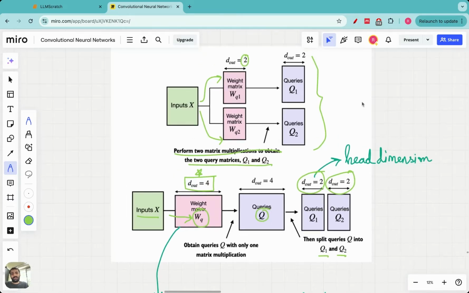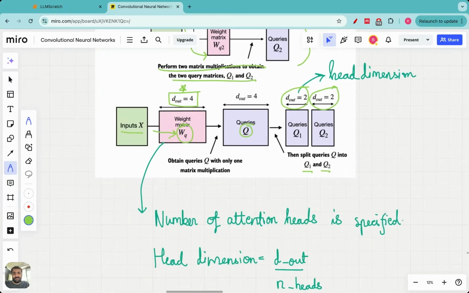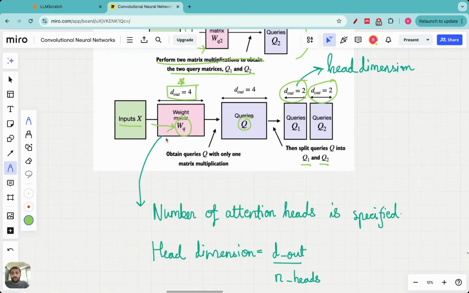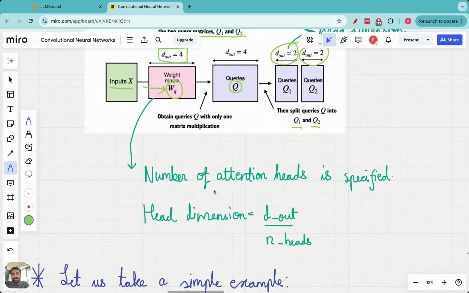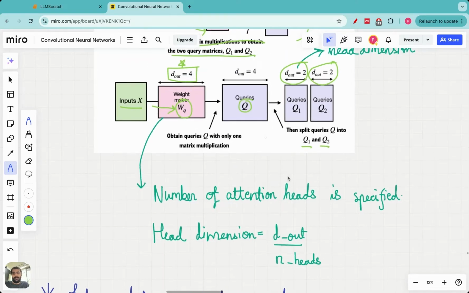So ultimately the rest of the procedure will remain the same, but we are just reducing the number of matrix multiplications. If you look at this weight matrix right now, the number of attention heads is specified, right? So how is it specified? d_out is equal to 4, and d_out is equal to head dimension multiplied by the number of heads. So the head dimension is equal to 2, because each head has a dimension of 2.